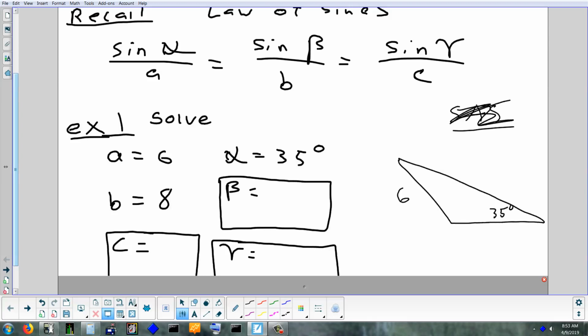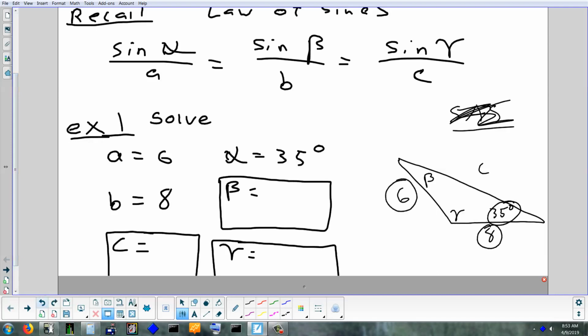A across from alpha, B across from beta, C across from gamma. Look at the information you have. You've got a side, and you've got an angle. What makes this the worst case is that the angle is not between the two sides. If the angle was here, this would be a problem we would do tomorrow. That's side, angle, side. But today, it's side, side, angle.